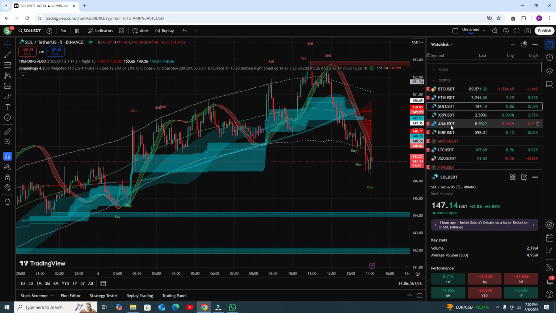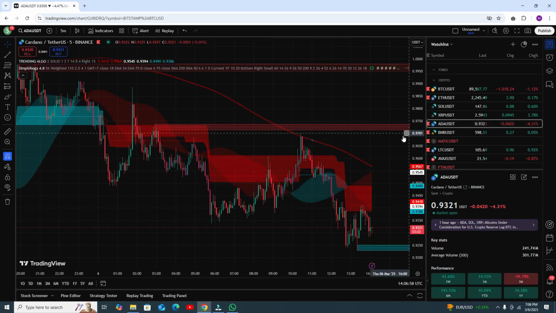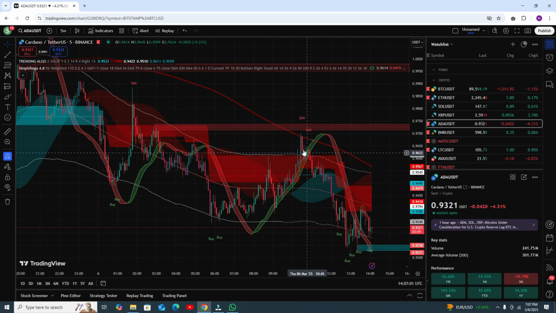Let's see some live demo. Okay, that one is a strong sell condition. Okay, that is a weak sell signal. And you can see both signals are 100% giving you profit. Okay, let's see some more examples.